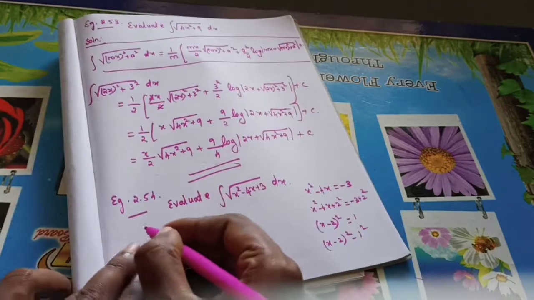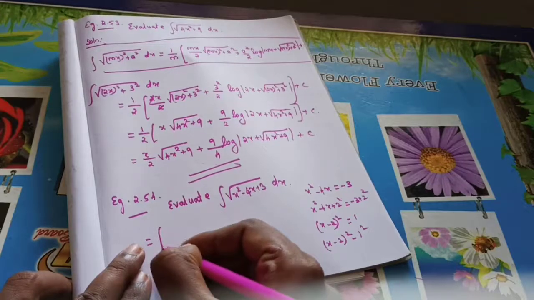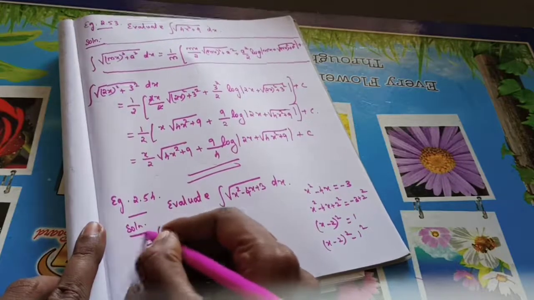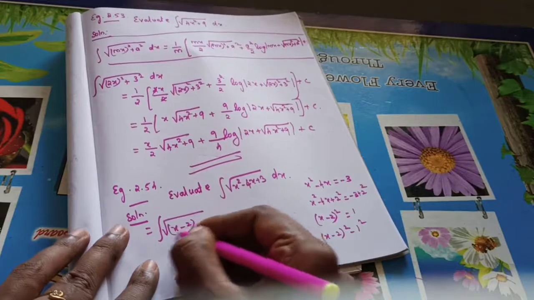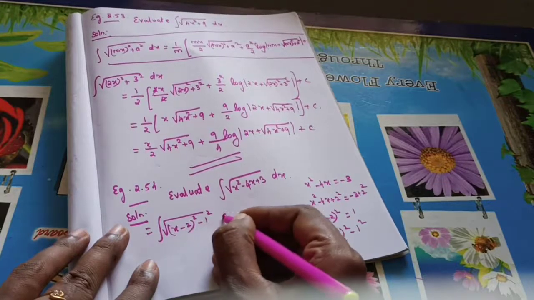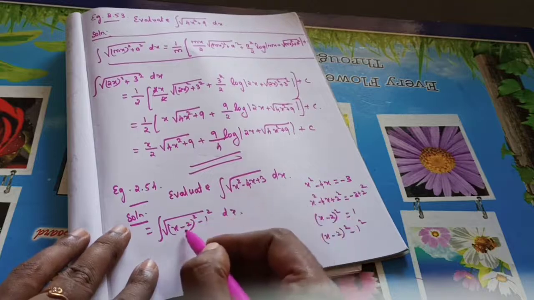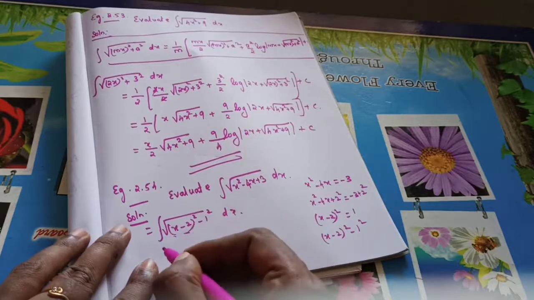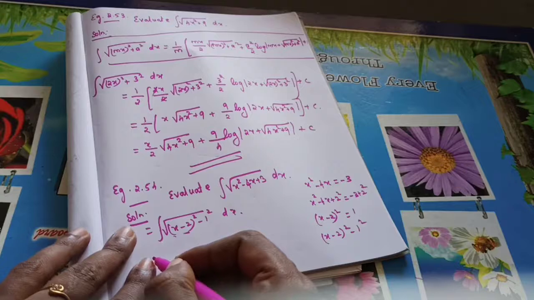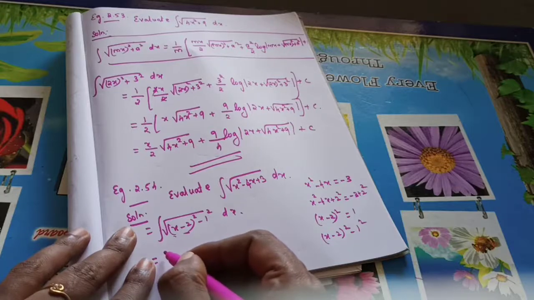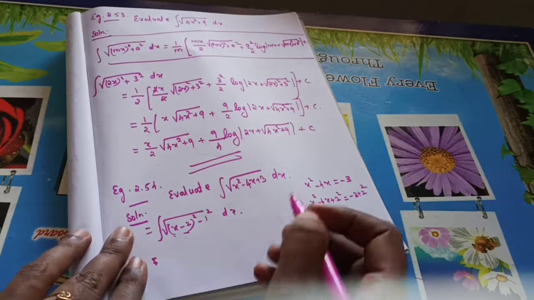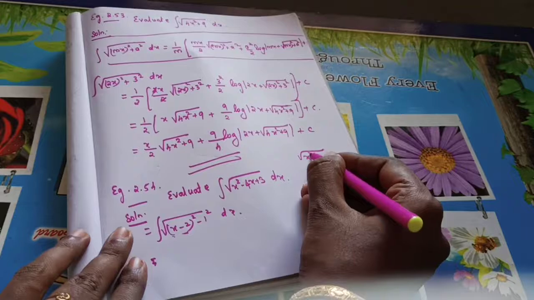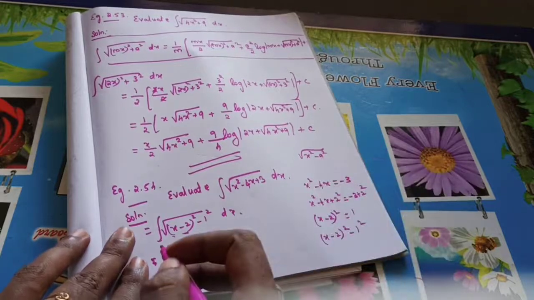Now substitute this here. That is equal to integral of square root of (x minus 2)² minus 1² dx. Okay, so in the place of x, what's there? x minus 2 is there. Okay, so we will use that. That is the formula, according to the formula. If you need, you write the formula. What's the formula? Square root of x² minus a² formula. Okay, square root of x² minus a² formula we are going to use here.